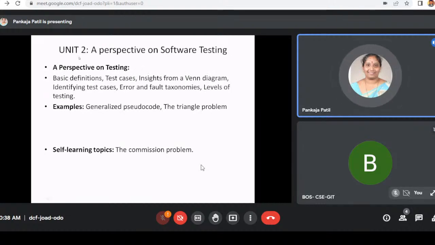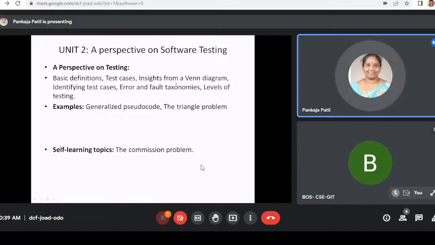Then in unit 2, you are going to study software testing basics. Here you are going to study basic definitions. Then you are going to study what a test case is, why to test software, what the different parameters are on which you are testing software, what different methods you use to test software, what a test case table is, and what test case formats are available. Those things will be discussed here as part of unit 2.